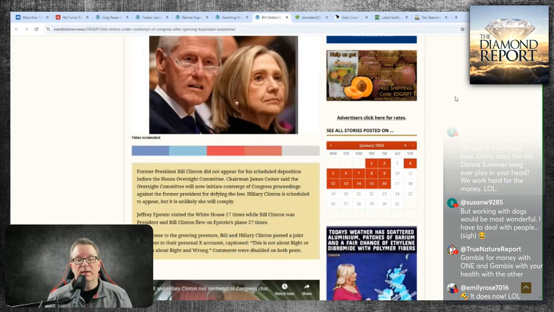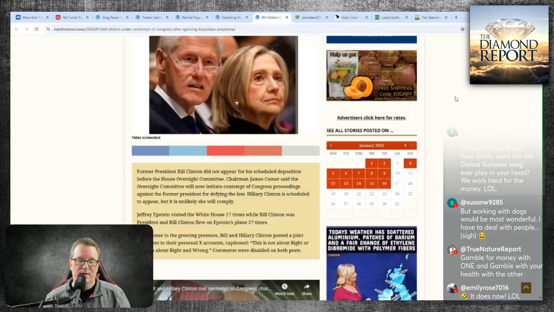Former President Bill Clinton did not appear for his scheduled deposition before the House Oversight Committee. Chairman James Comer said, the Oversight Committee will now initiate contempt of Congress proceedings against the former president for defying the law. But it's okay when he does it. I'm just adding that. It says Hillary Clinton is scheduled to appear, but it is unlikely that she will comply. Do we think that she will comply? No, of course not. I would say her of either one of the two of them, her especially, would not just show up. She's not going to comply.